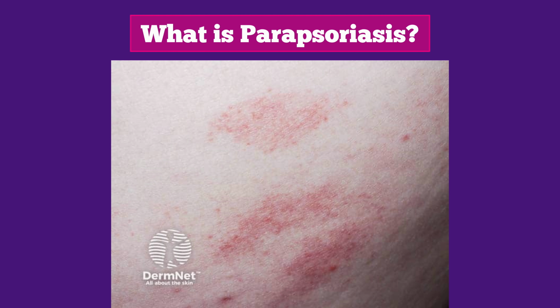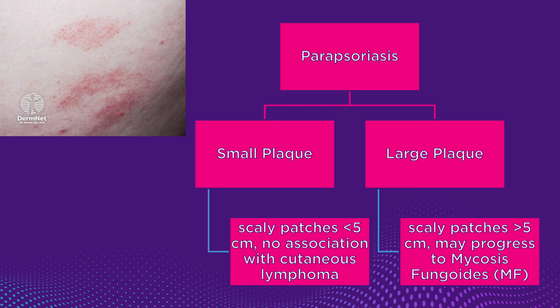Alright, what is Parapsoriasis? Simply put, it is an uncommon, chronic, idiopathic rash that mimics psoriasis. If you remember one sentence from this episode, remember this next one. Parapsoriasis is broken down into 2 categories. One being small plaque parapsoriasis, which has scaly patches less than 5 centimeters in diameter and no association with cutaneous lymphoma. And 2 being large plaque parapsoriasis, which has scaly patches greater than 5 centimeters and may progress to Mycosis fungoides.